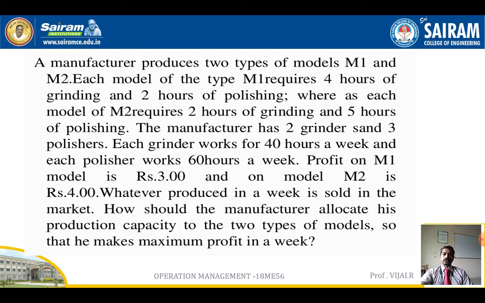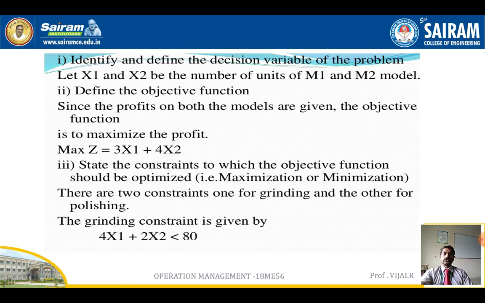How should the manufacturer allocate the production capacity to the two types of models so that the profit in a week is maximum? Clearly, there are two models the manufacturer is making and two processes, grinding and polishing. For M1, the hours for grinding and polishing are given, as well as for the M2 model. And how many hours the grinding or polishing machine works is also given.